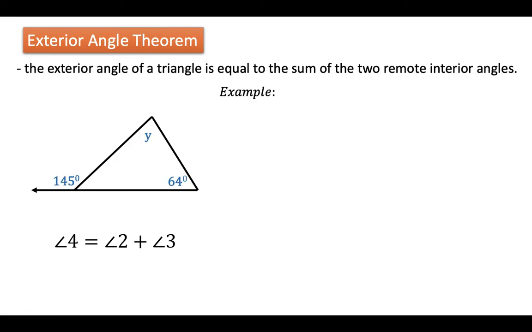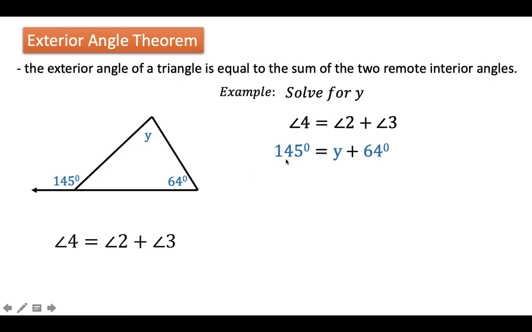Another given. Let's say one of the remote interior angles is missing, and the exterior angle is given along with one of the remote interior angles. Using the same equation, we substitute. Angle 4 is 145 degrees. Angle 2 is represented by y. Angle 3 is 64 degrees. To isolate y, add negative 64 degrees to both sides. y is left. 145 degrees minus 64 degrees is 81 degrees. Therefore, angle y measures 81 degrees.